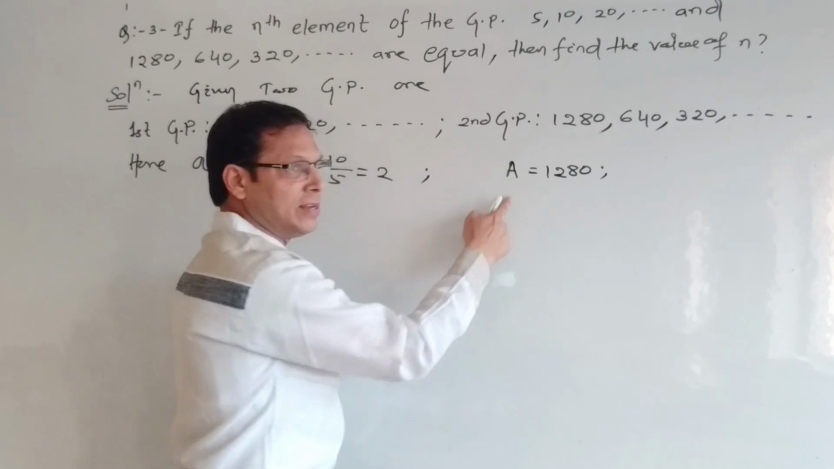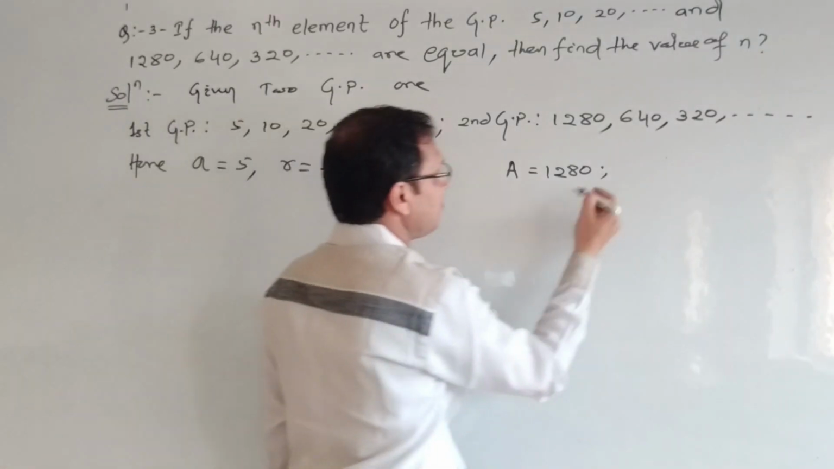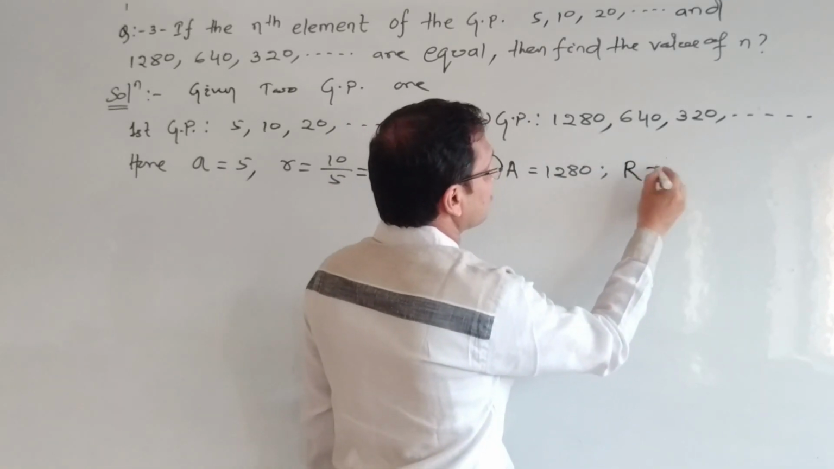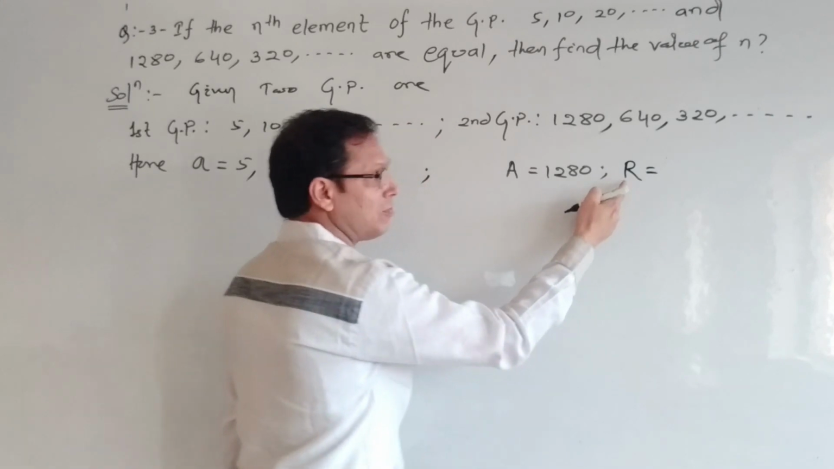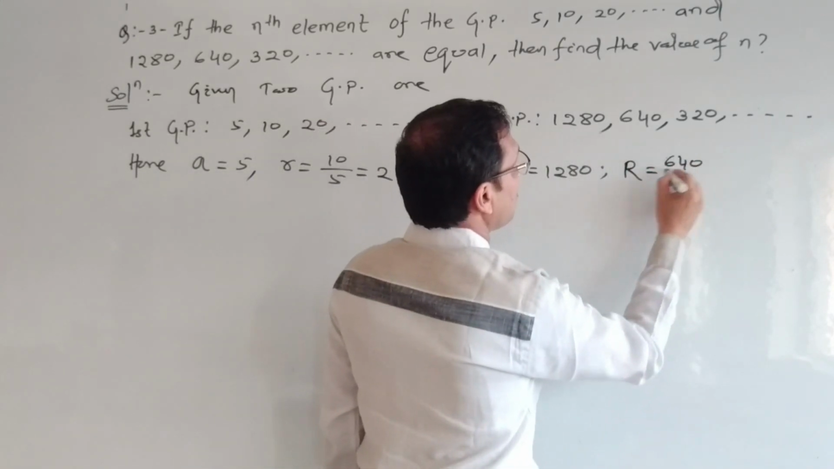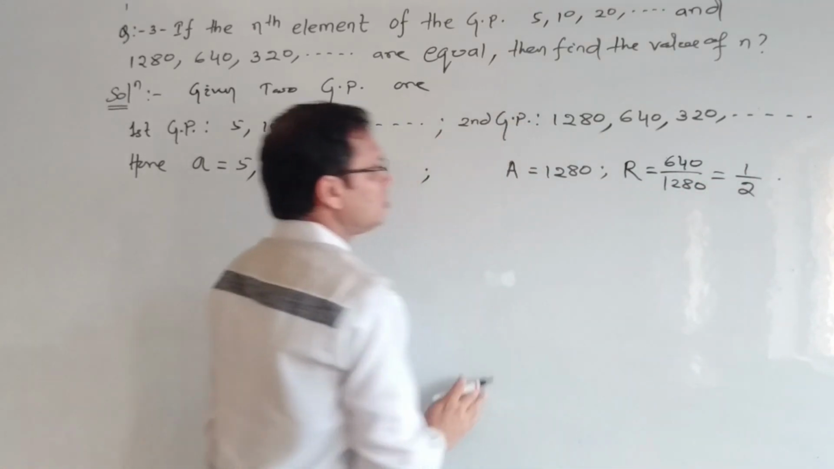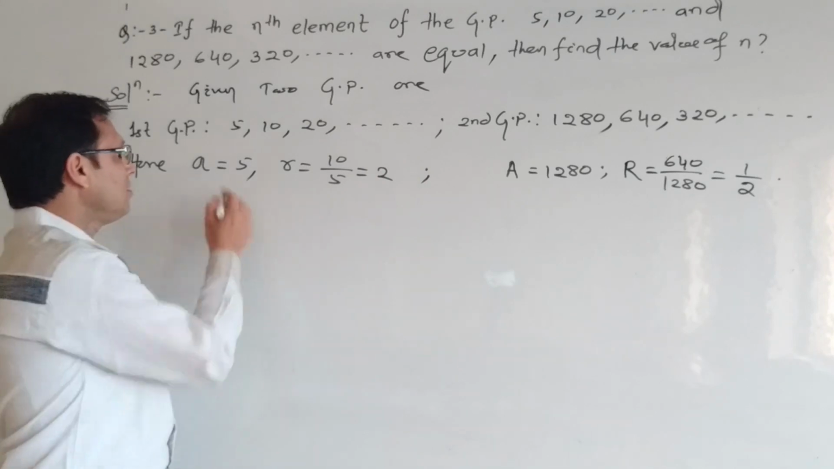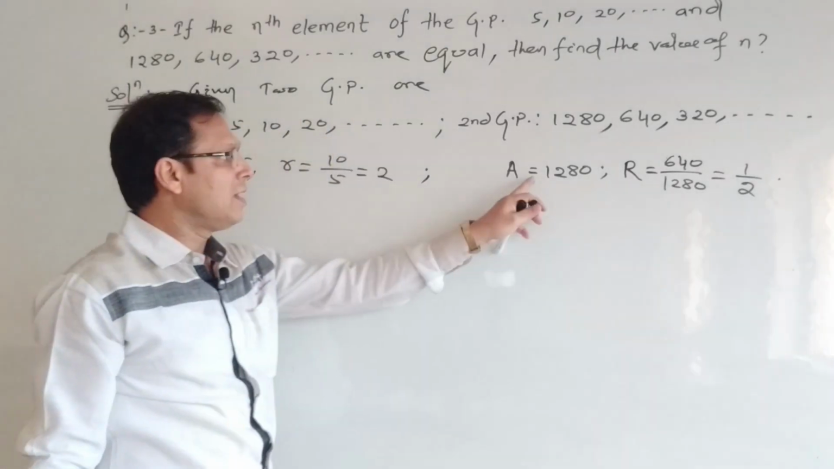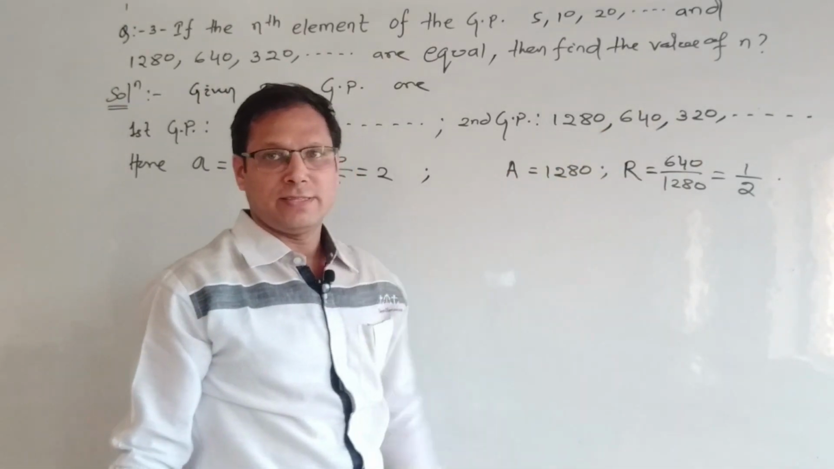You can write the capital A. Here you have written small a, so to differentiate among them you have to take capital A. Capital R is also taken, that is the common ratio of the second GP. So that is 640 by 1280. This is nothing but 1 by 2. So already we have found the first term and common ratio of the first GP, and the first term and the common ratio of the second GP.